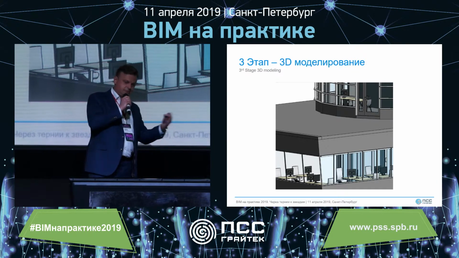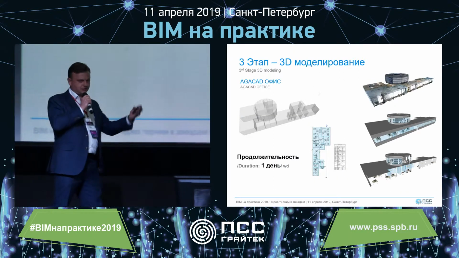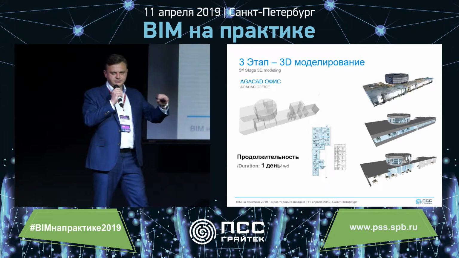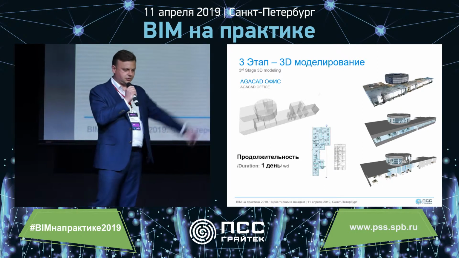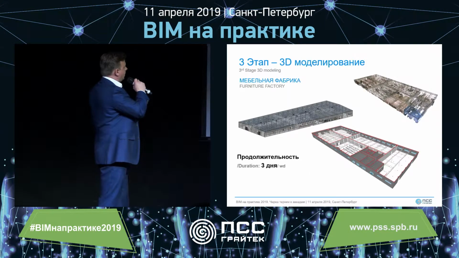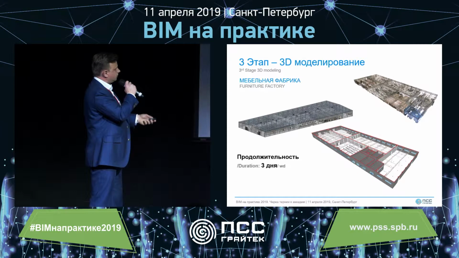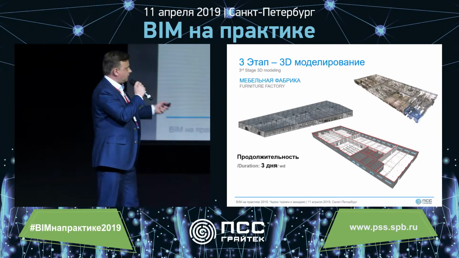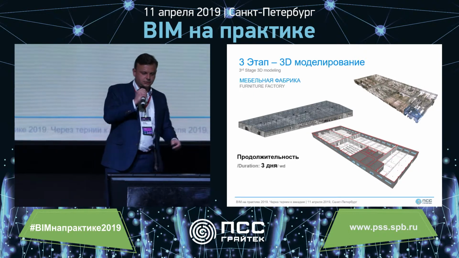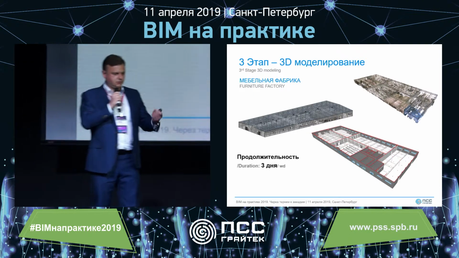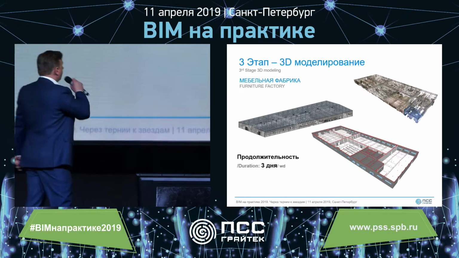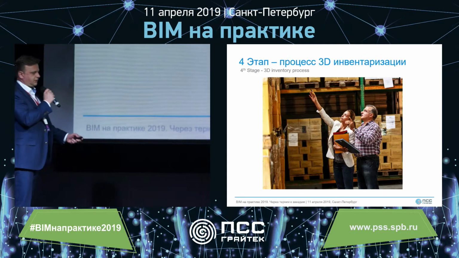Then, stage 3, 3D modeling. We wanted to create a minimal 3D model. It was important for us to have rooms so that later, when we have the inventory process underway, we will know where to put what. 1 day it took for the office, 3 days for the factory. Because you understand the area is much bigger, and we also modeled construction items such as columns, ventilation, firefighting system. We used the minimum level of detail, 100, 200, depending on the element itself.